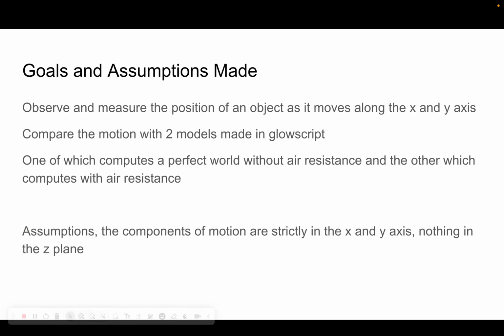Some of the goals that we have and the assumptions that we made. Our goal is to observe and measure the position of the ball as it moves along the x and y axis, and compare the motion with two models made in GlowScript, one of which computes a perfect world without air resistance, and the other which computes air resistance. Assumptions: the components of the motion are strictly in the x and y axis and nothing in the z plane.